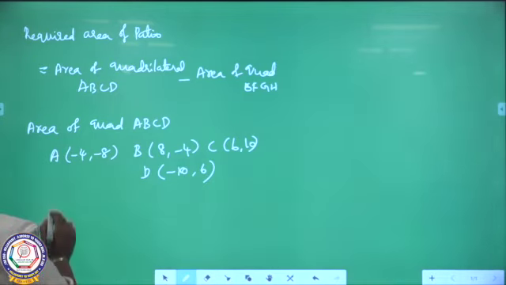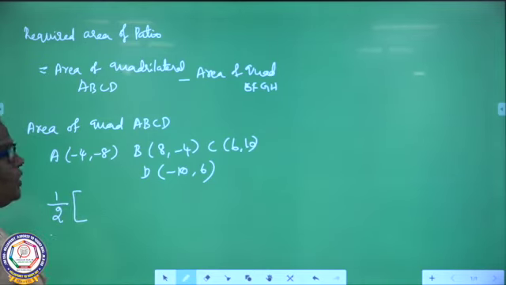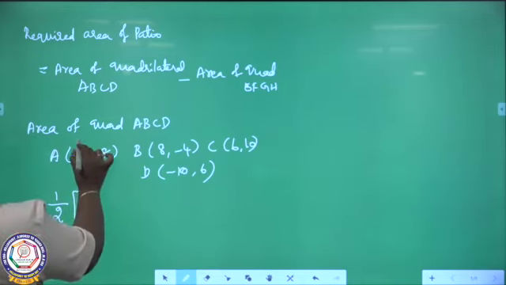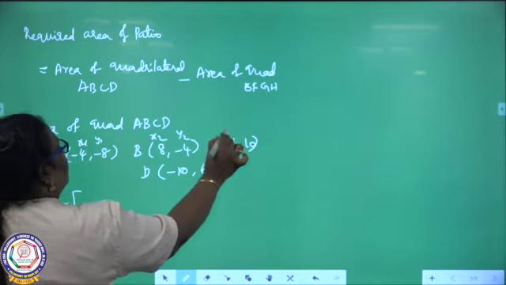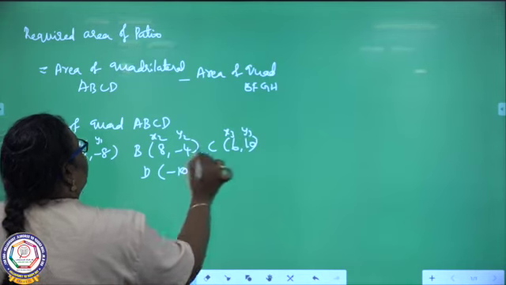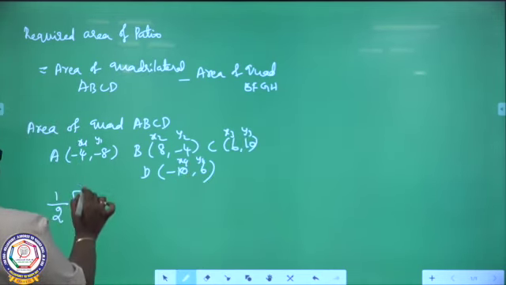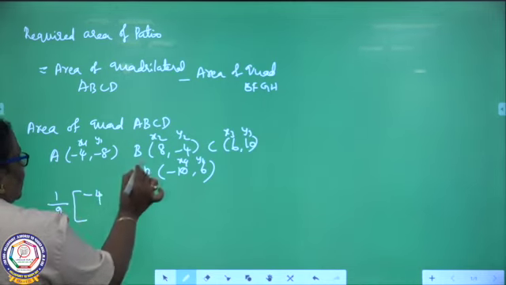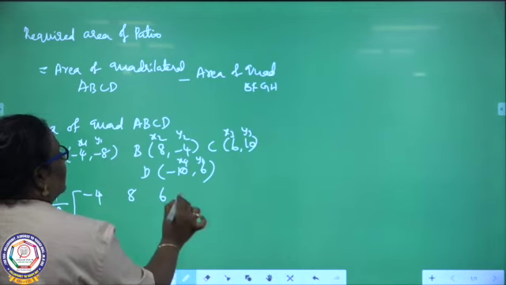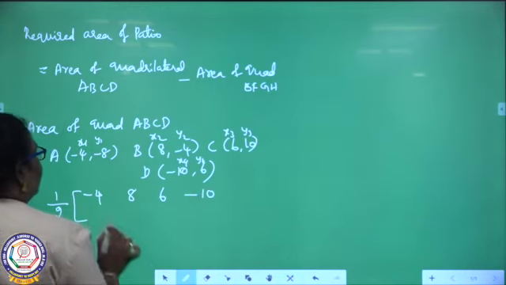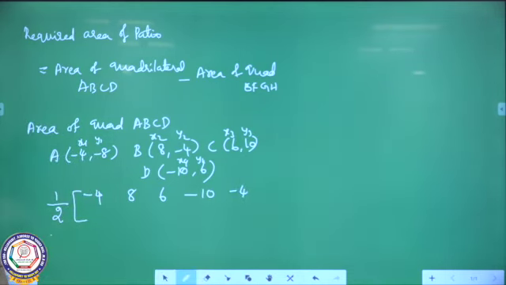quadrilateral. So what is the formula for area of the quadrilateral? We have already seen. So straight away we move on to the sum. This is x1, y1, x2, y2, x3, y3, x4, y4. x1, what is the x1 value? Minus 4. x2 value 8, x3 is 6, x4 is minus 10. Then you move on to minus 4, the x1 value.